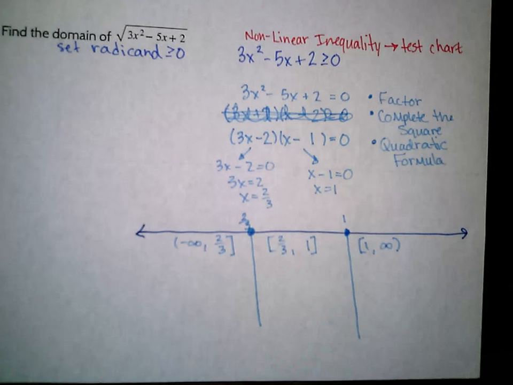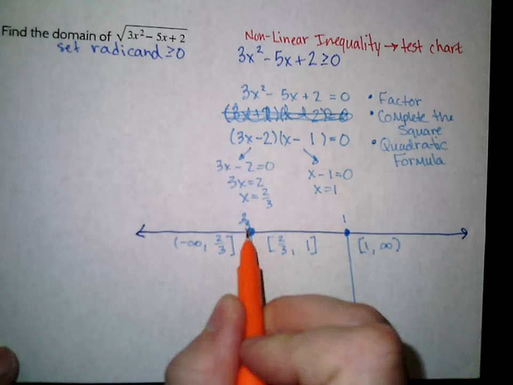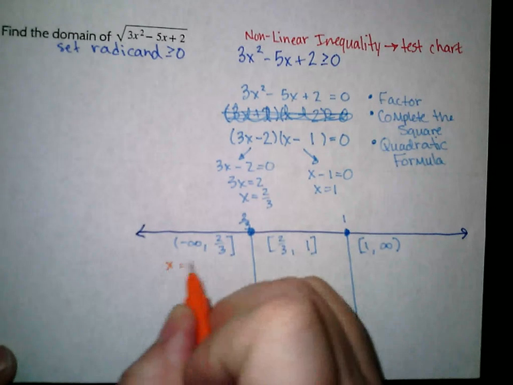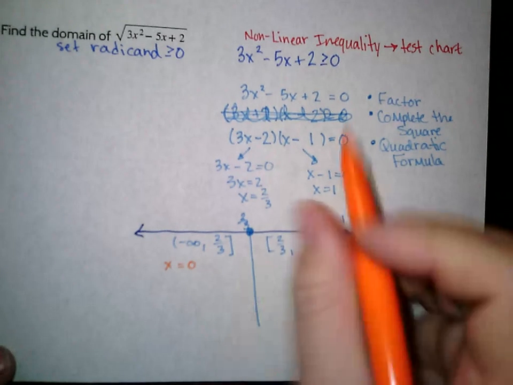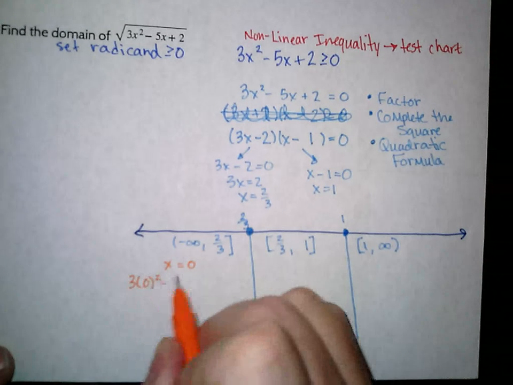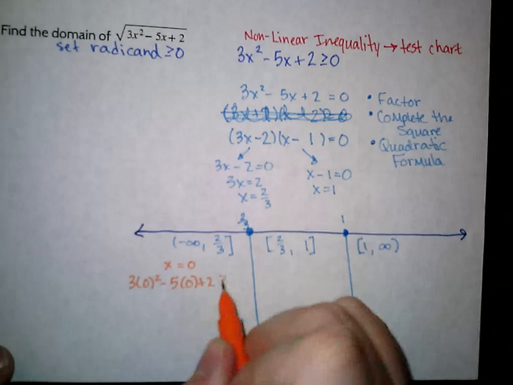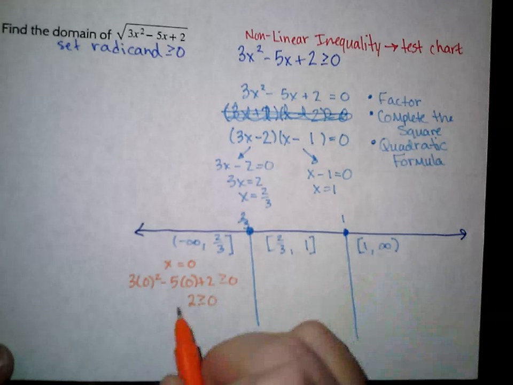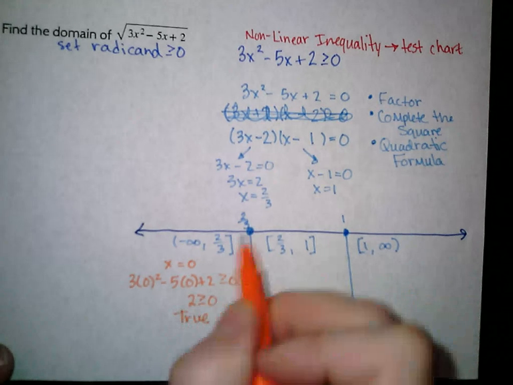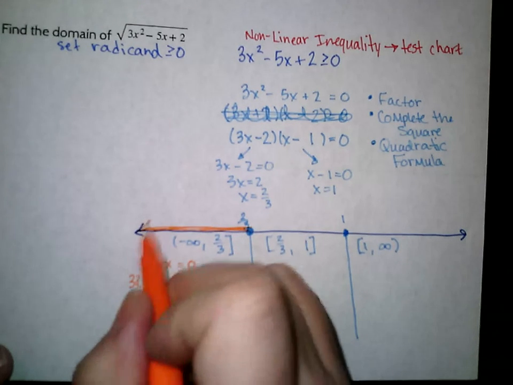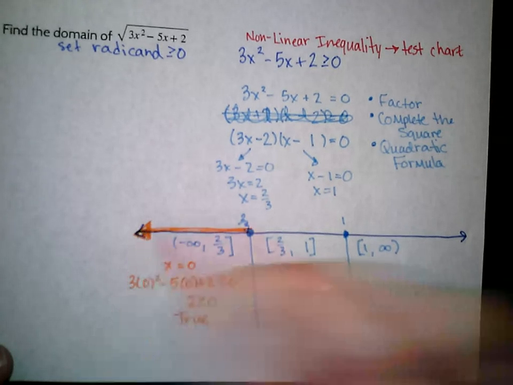And then I'm going to test a number in each interval. So let's see. I got to test a number that's between negative infinity and 2/3. I kind of like testing x equals 0 whenever I can. So I will substitute 0 into this original inequality. So 3 times 0 squared minus 5 times 0 plus 2 is greater than or equal to 0. So that results in 2 greater than or equal to 0. That is true. So this interval here is going to be part of my answer.